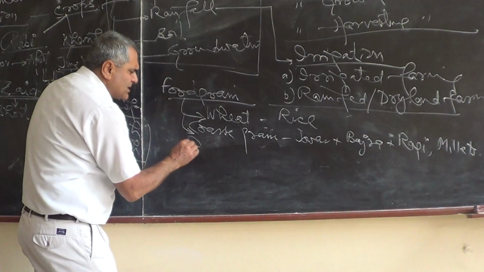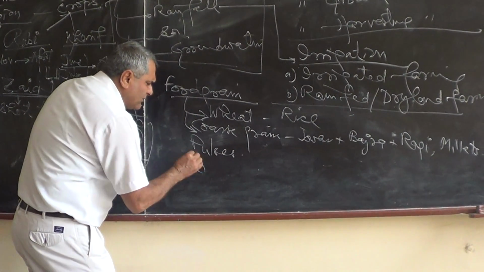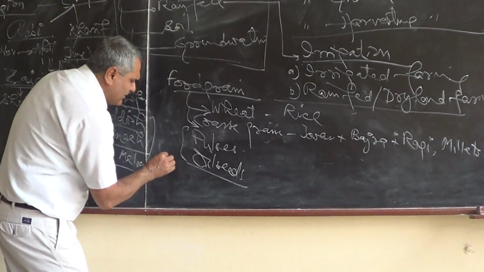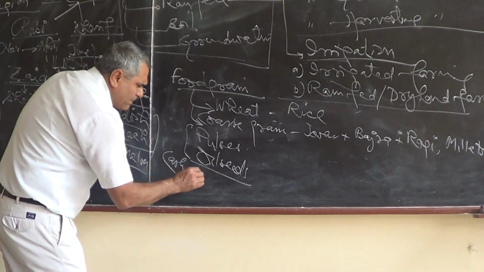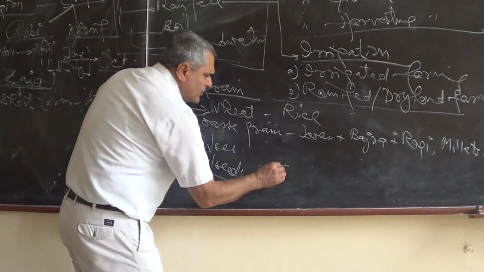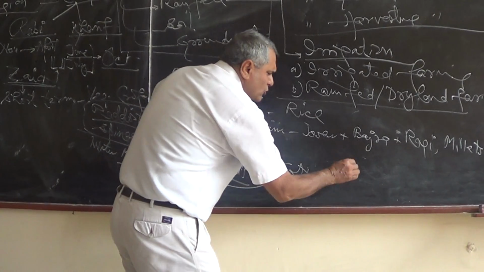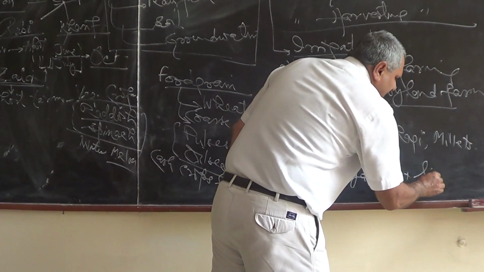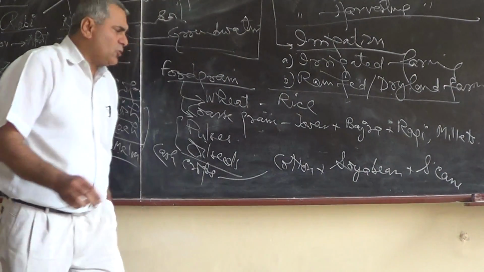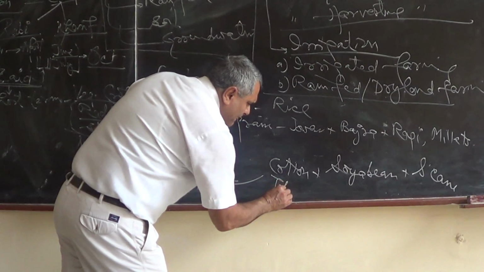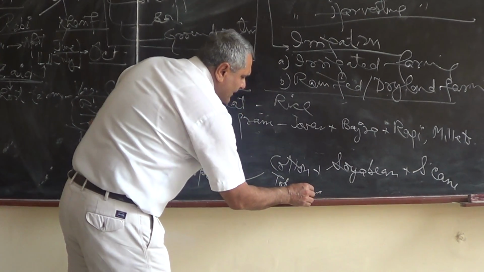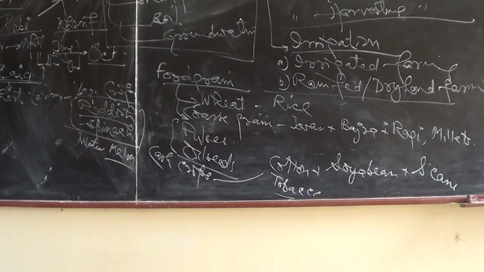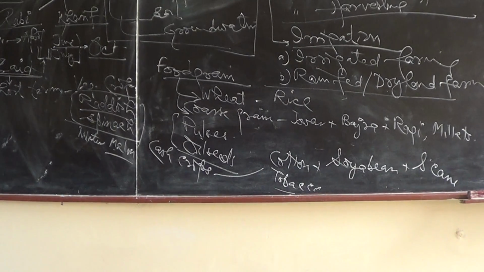Then we have the pulses. Then we have the oil seeds. And then we have the cash crops. Cotton is a cash crop. Soybean is a cash crop. Sugarcane is a cash crop. Tobacco is a cash crop. So on the basis of this, every region has different cropping regions, different areas with different crops.